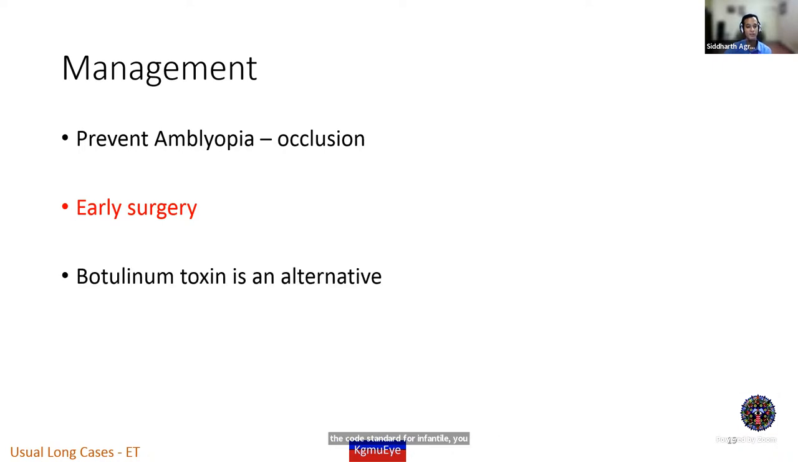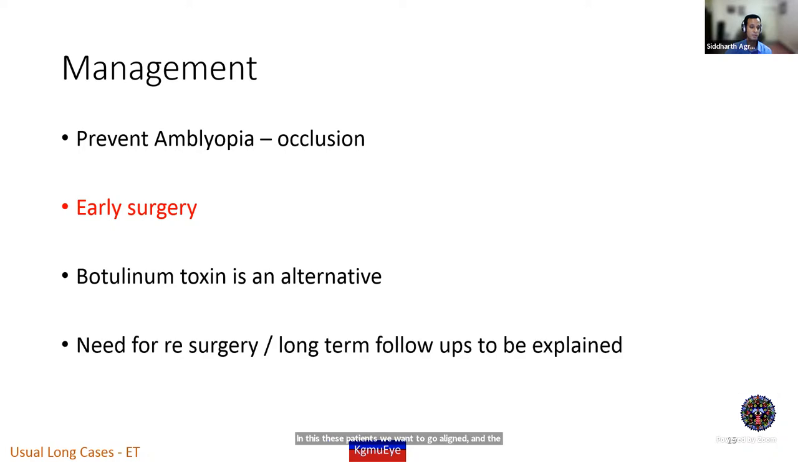In an exceptional situation where the parents are unwilling for surgery, the child is at risk for general anesthesia due to comorbid conditions, or the child is too small for you to assess the deviation accurately, you go in for botulinum toxin. It is also indicated when there has been some antenatal insult and you are unsure whether this esotropia is related to the antenatal insult or it is infantile esotropia. In these patients, we want to align the eyes early and the choice is botulinum toxin. You must also be aware that the patients need to be counseled for resurgery and long-term follow-up in this type of strabismus. An average of 2 or more surgeries are required for optimum outcome.